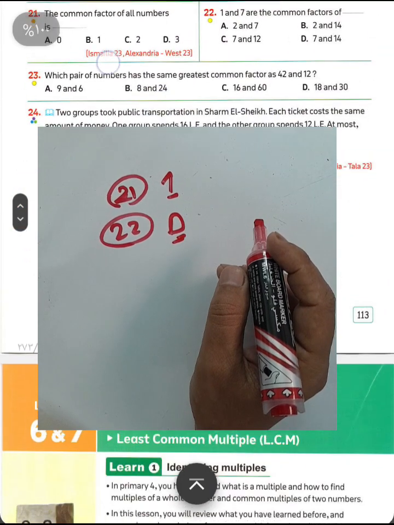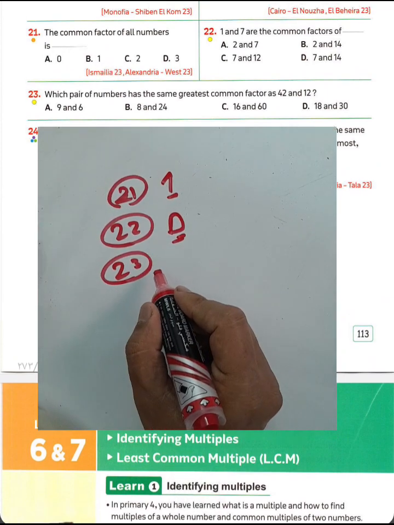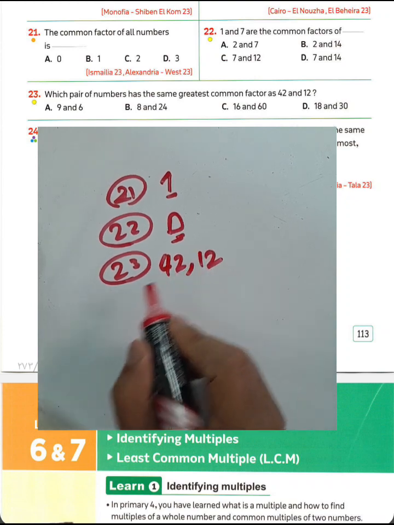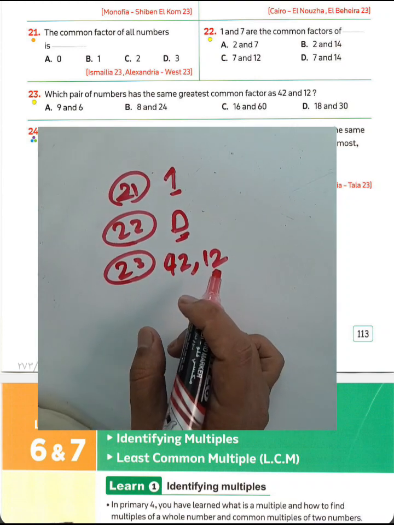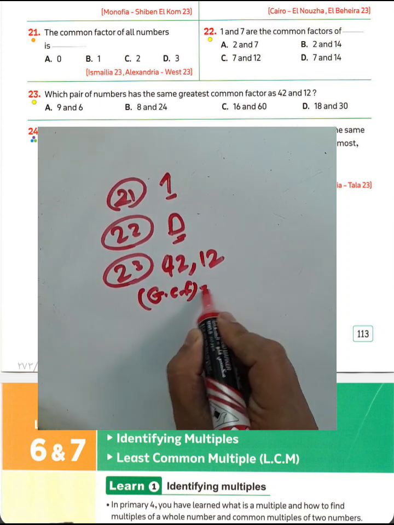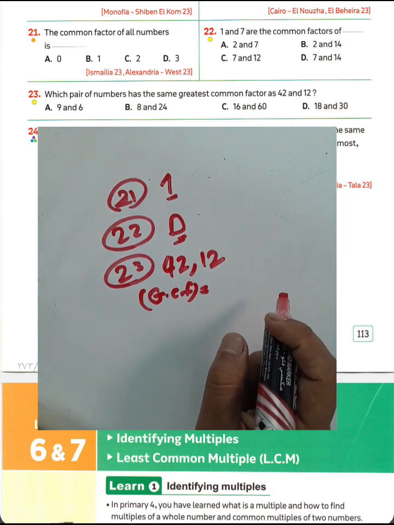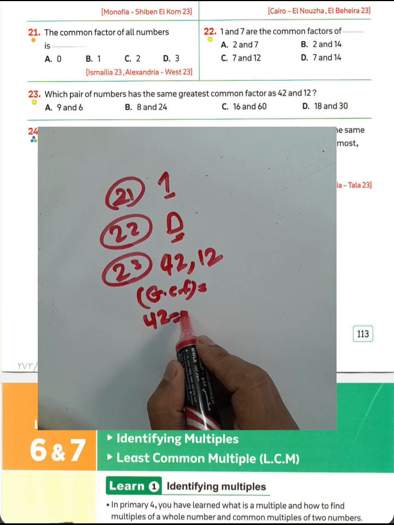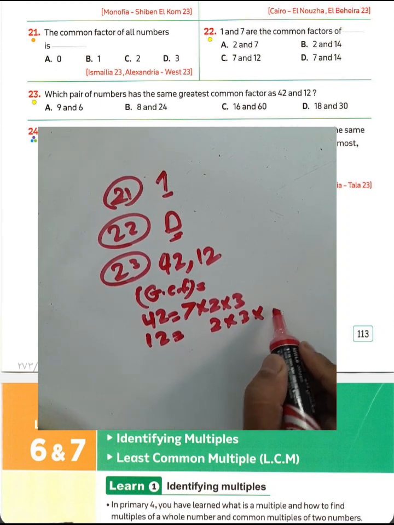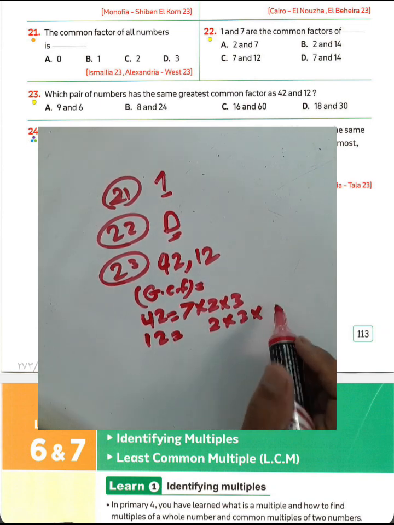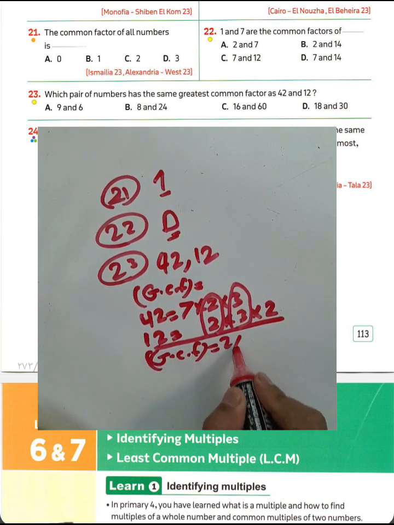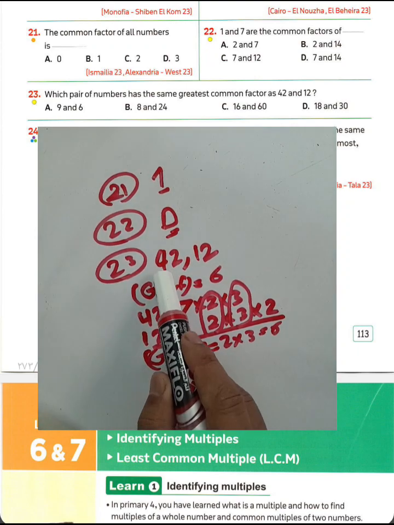Next question, question 23. Which pair of numbers has the same greatest common factor as 42 and 12? The greatest common factor between 42 and 12: 42 can't be divided by 12. But 42 equals 6 times 7, that is 7 times 2 times 3. And 12 equals 6 times 2, right? 2 times 3 equals 6, 6 times 2 equals 12. We can write the greatest common factor between the two numbers, 2 times 3, which is 6. So the greatest common factor between 42 and 12 will be 6.